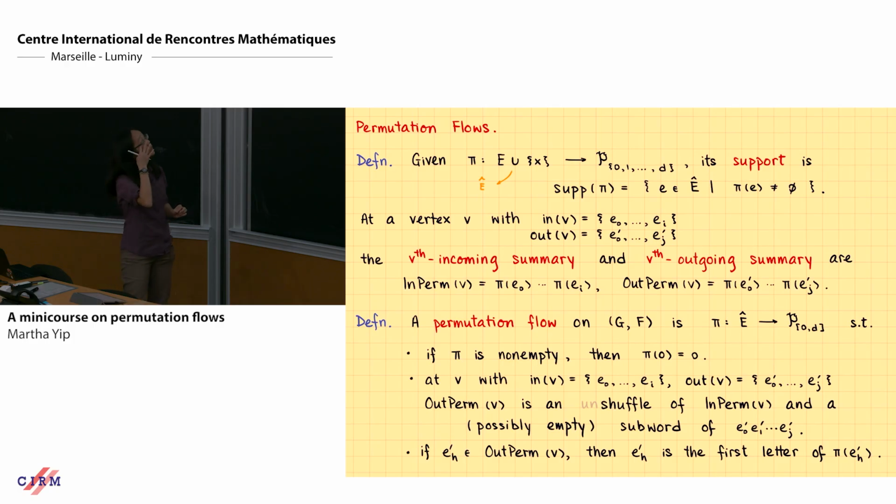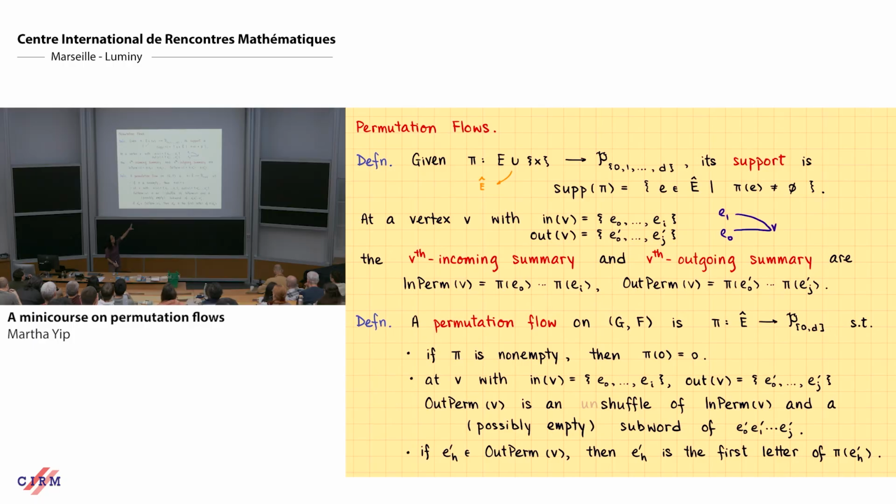So, permutation flow. A little bit more terminology. At a vertex V, let's say I have incoming edges E0, E1 up to EI, so maybe a picture something like this. And let's say at the vertex V, I have a bunch of outgoing edges, E0 prime, E1 prime, EJ prime. Remember, these are ordered sets, right? So this has an incoming order, and this has an outgoing order given by the framing.